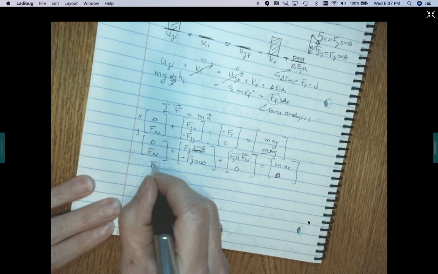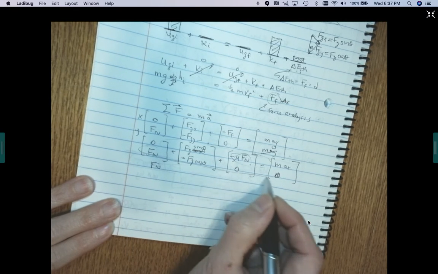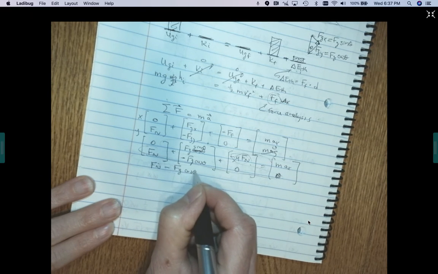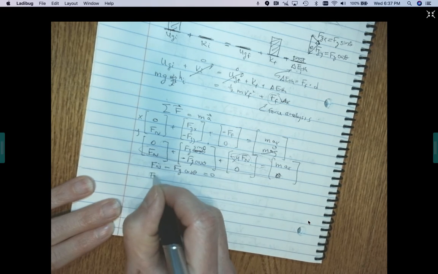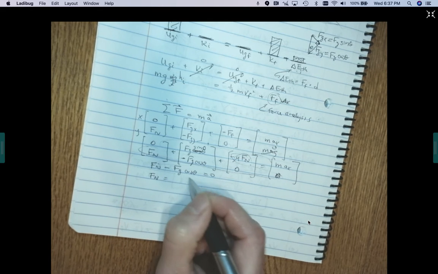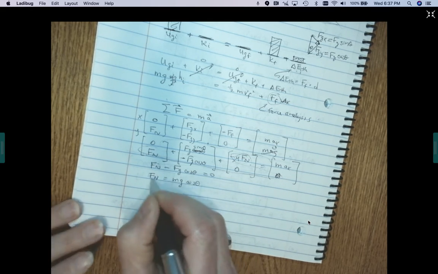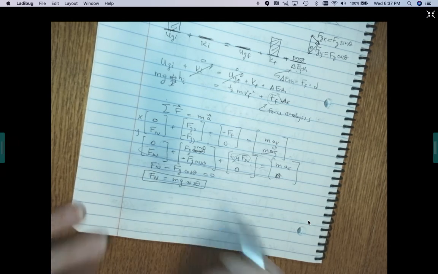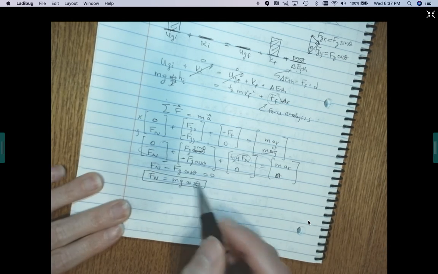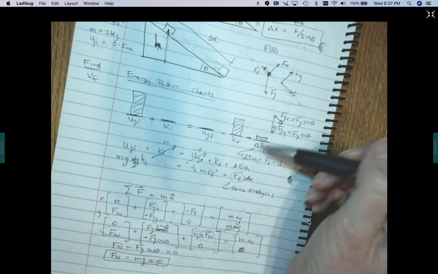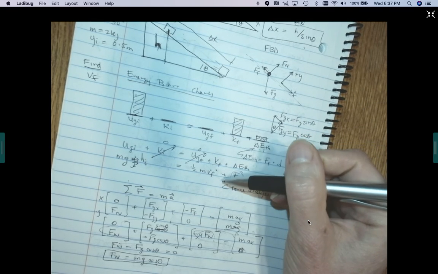So the y equation, if I just break out this line, says F of the normal minus Fg cos theta equals 0. So force of the normal equals Fg cos theta, which is mg cos theta. Okay, so I have that now. I have my delta x, and I can keep going in my conservation of energy equation. So let's do our algebra first.